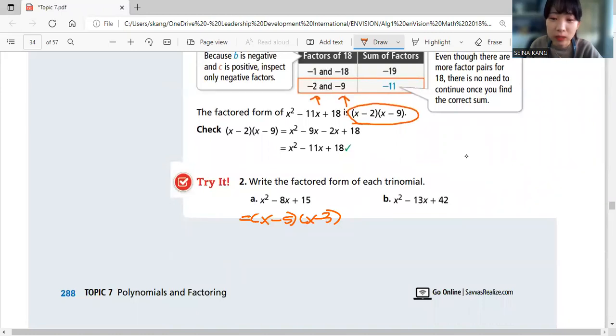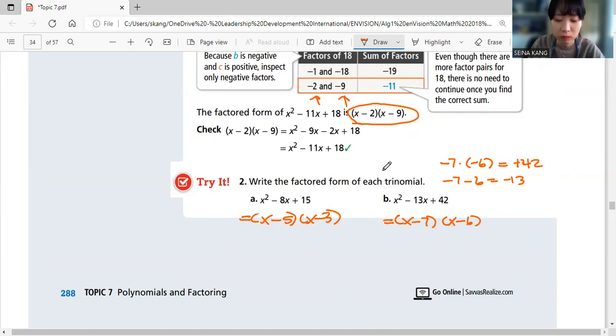2b, what two numbers multiply to positive 42 and add up to negative 13? Negative 7 times negative 6 is positive 42. And if you add them, they're negative 13. So x minus 7 times x minus 6 would be equal to x squared minus 13x plus 42. Okay, good.